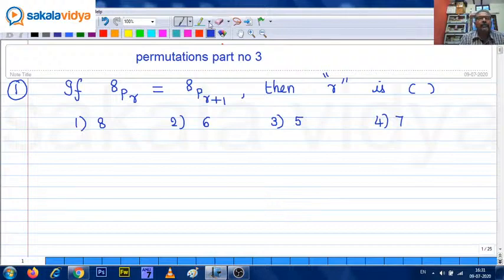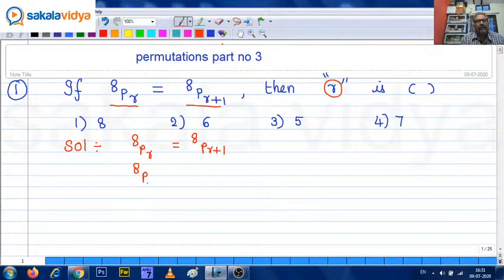So let us do it now. 8Pr equals 8P(r+1). Then we need to find r. As given, 8Pr equals 8P(r+1). Take 8Pr to this side. This we can write as 8P(r+1) upon 8Pr equals 1.